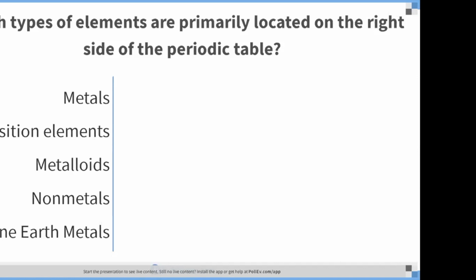Okay, it looks like we are reaching a quorum on the nonmetals, which is the correct answer. On the right side of the periodic table, we have nonmetals. On the left side of the periodic table, or through most of the left side, are metals, with our metalloids in the middle. So the metalloids are a transition from the metals to the nonmetals on the right side of the periodic table.